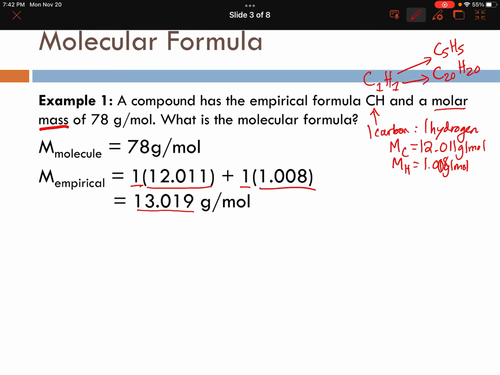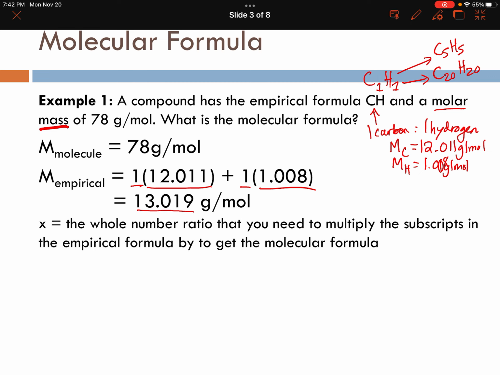That scaling factor, we're going to call it X. And X is always a whole number, and it's the ratio that I've got to multiply every subscript by in my empirical formula in order to scale it up to the molecular formula. How do I calculate X? It's actually pretty simple. I just take the molar mass of the entire molecule and I divide by the molar mass of my empirical formula.